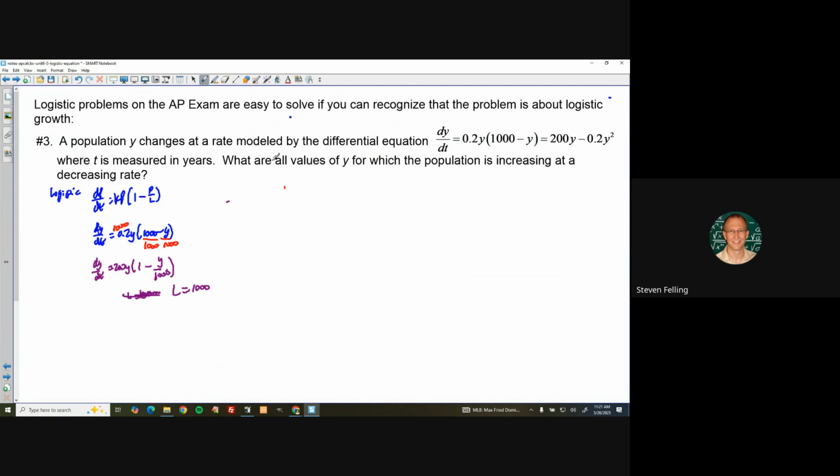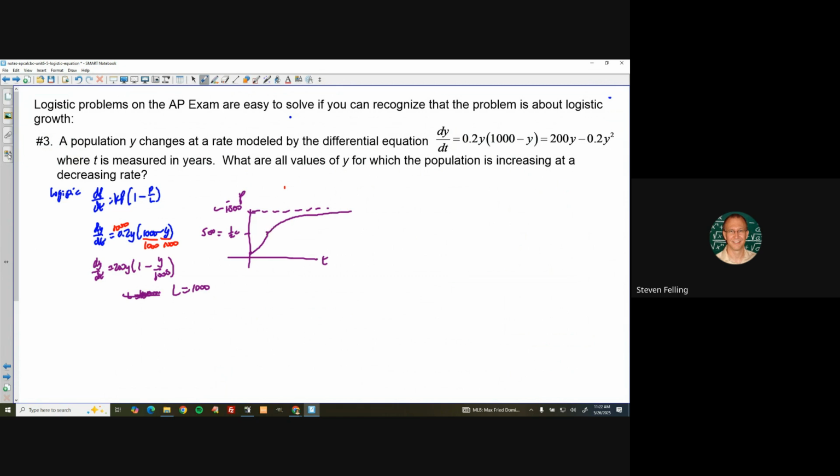So whatever this population is, the maximum amount of it in the environment is 1,000. Okay, so it says, what are all the values of y for which the population is increasing at a decreasing rate? Now that I've verified that this is a logistic model, I have a picture in my mind of what the population curve looks like, right? The maximum is the carrying capacity 1,000. This might start out at some initial population, but this will grow to a certain point. And then when we get to 1/2 of L, which is 500, then this will start to shut off and eventually stay underneath the carrying capacity, right?